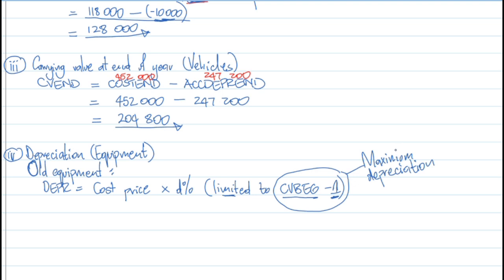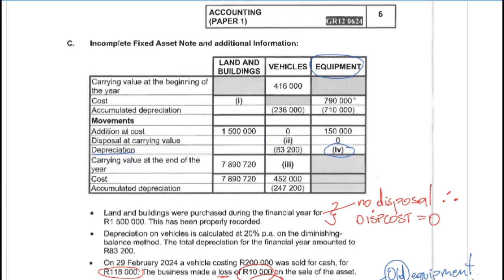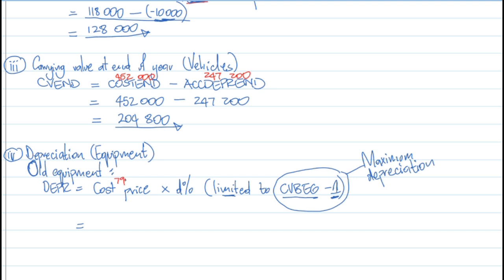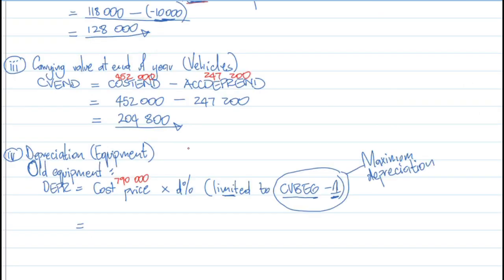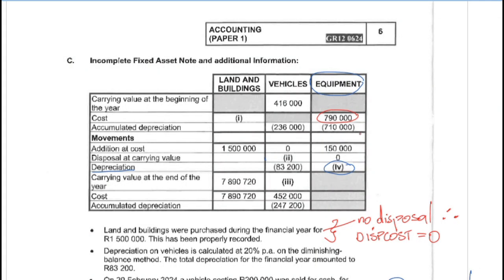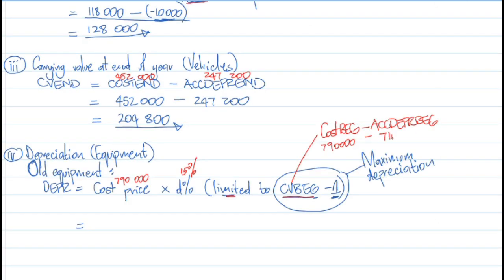So let's fill out the values in our equation. The cost of the old equipment is given to us as 790,000 rands. The depreciation rate is 15% per annum, and this is limited to the carrying value at the beginning of the year, which is equal to the cost at the beginning of the year minus accumulated depreciation at the beginning of the year. So the cost is 790,000 rands minus the accumulated depreciation at the beginning of the year, which is 710,000 rands. And this gives us a carrying value at the beginning of the year of 80,000 rands.